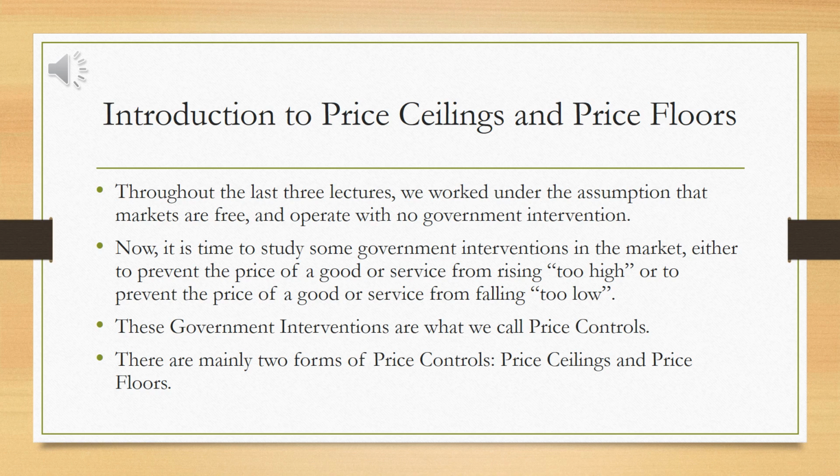Throughout the last 3 lectures, we worked under the assumption that markets are free and operate with no government intervention. Now, it is time to study some government interventions in the market, either to prevent the price of a good or service from rising too high, or to prevent the price of a good or service from falling too low. These government interventions are what we call price controls. There are mainly 2 forms of price controls: price ceilings and price floors.